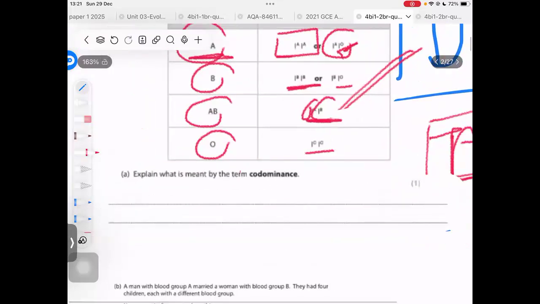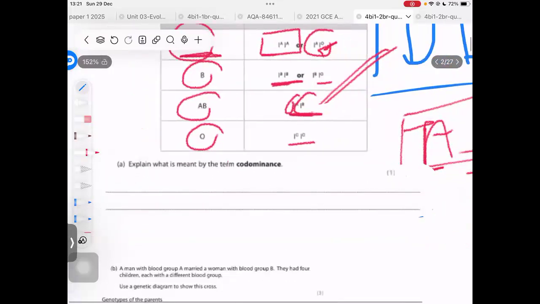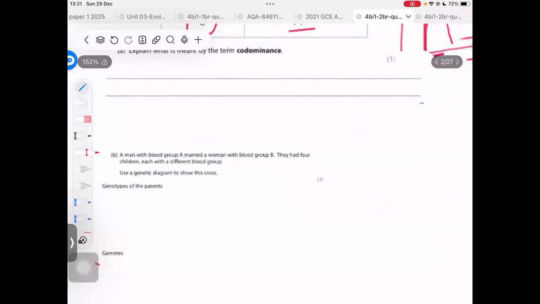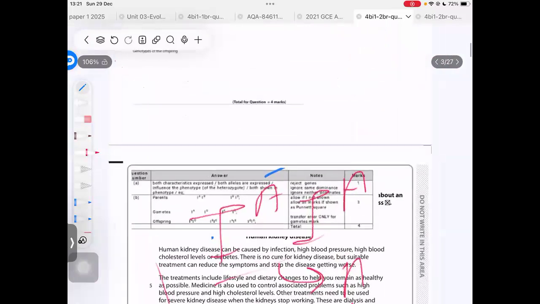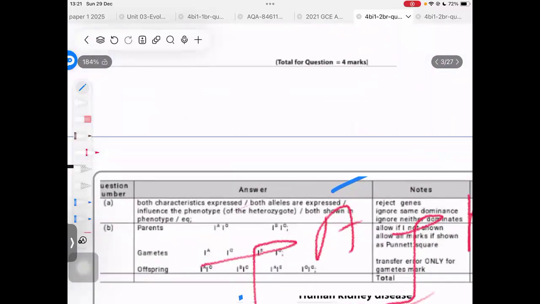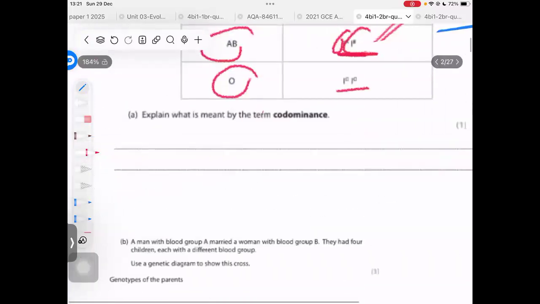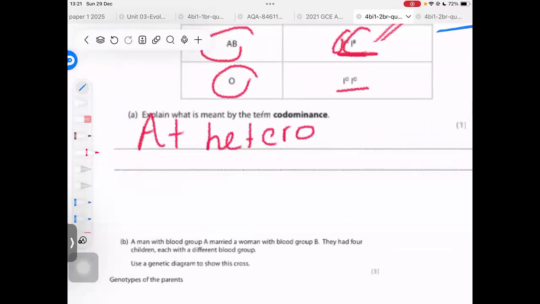So they're asking us what is meant by codominance. It's better if you can write the answer given in the reference book, the textbook that you are using, or else go with the marking scheme answer. As you can see in the marking scheme, they have said in codominance both characters are expressed, or both alleles are expressed. It's better to say at the heterozygous state. If I was writing the paper, I would write at heterozygous state to explain it clearly.